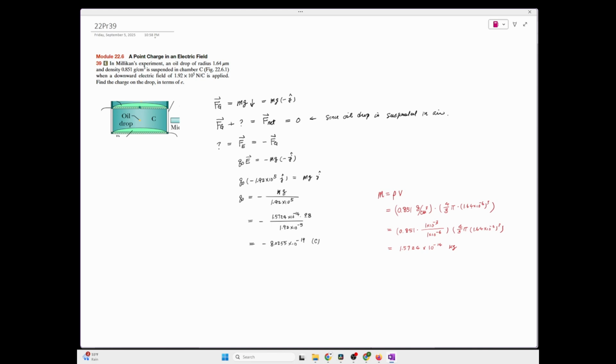But the problem wants us to find the charge on the oil drop in terms of e. So we have to divide that value by 1.6 times 10 to the power of negative 19. And the result is essentially negative 5. We are supposed to round it to negative 5 because the value e, or 1.6 times 10 to the power of negative 19, is a fundamental value, and presumably we cannot get fractions of that. So that is the final answer, and this completes this video.